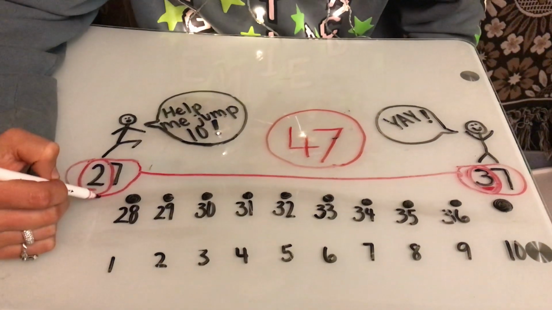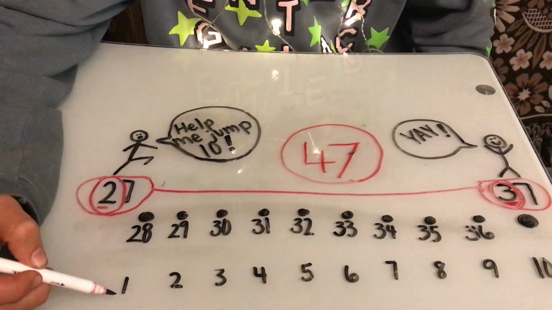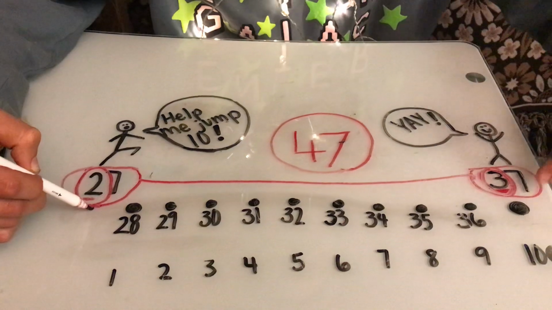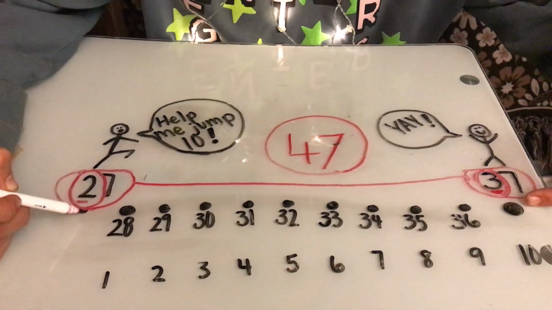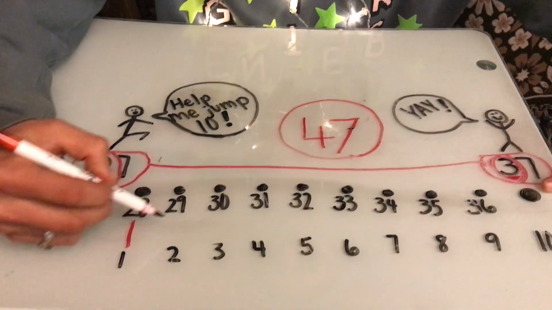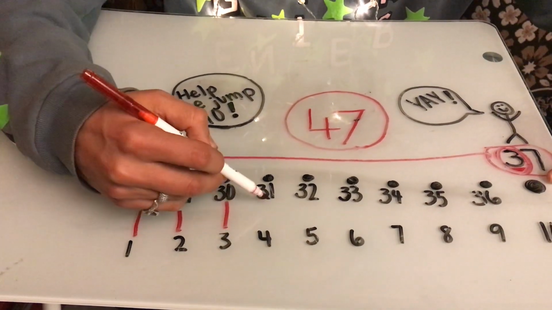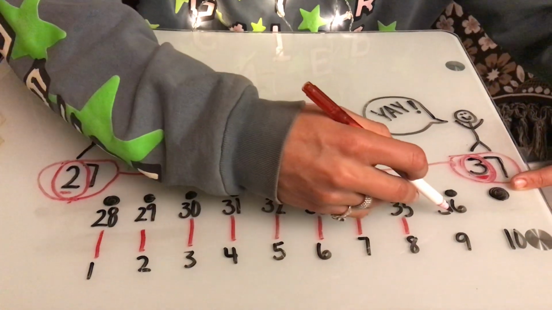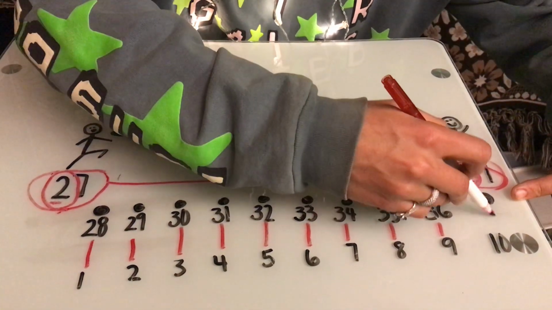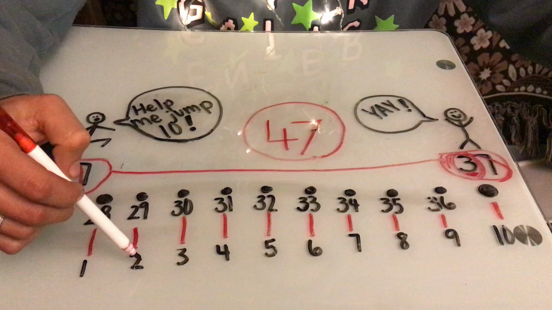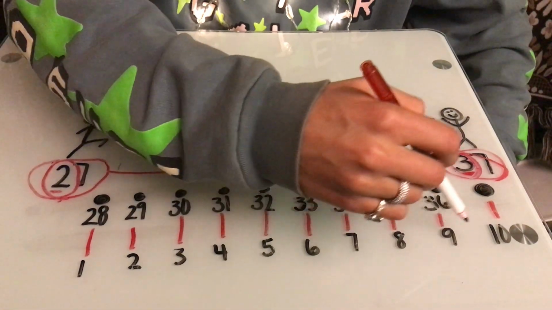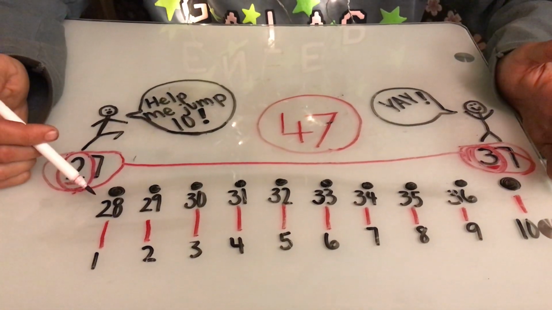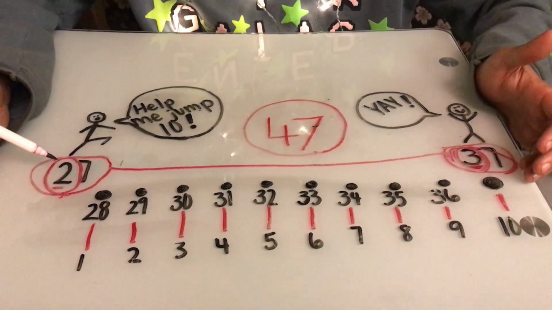Because when I'm at 27, let's look here. I've got the numbers 1 to 10. That means between 27 and 37, there is 10. Look at this. 28, 29, 30, 31, 32, 33, 34, 35, 36, and then 37. That means 1, 2, 3, 4, 5, 6, 7, 8, 9, 10. There is 10 numbers between 27 and 37.